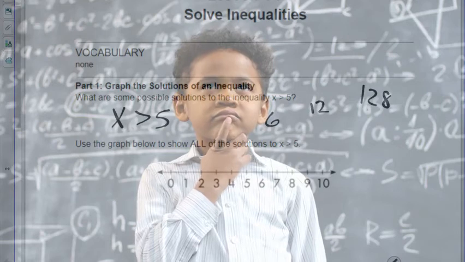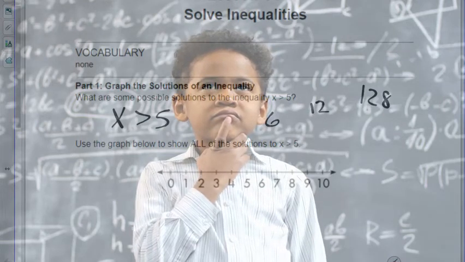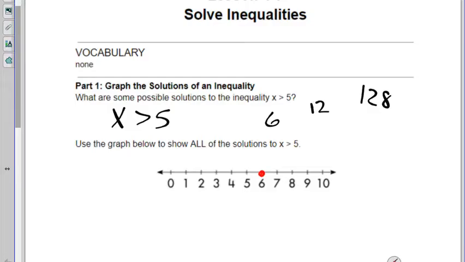How could I show them all? I mean, sure, we have 6 is greater than it, 7 is greater, 8 is greater, 9 is greater, 10 is greater, but I haven't shown them all yet. I haven't even gotten 128 yet. And what about the numbers in between? How am I going to show them all?